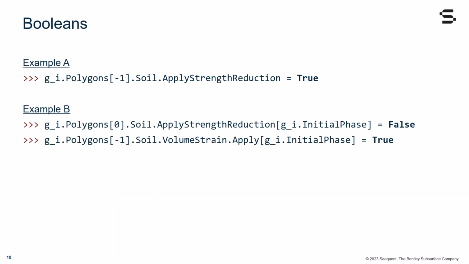Boolean type is quite straightforward. It is an object or property being true or false. In PLAXIS, as shown in example A, it can be found when you activate the apply strength reduction property of a soil of a polygon in structures mode. In example B, you can see the same setting but now in stage construction.